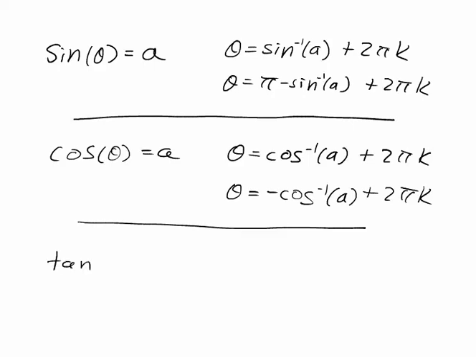Finally, if we want to solve something that can be written in the form tangent of theta equals a, we can use the inverse tangent function. And then we want to add multiples of the period of tangent, but tangent doesn't have a period of 2 pi, it has a period of pi. So we just need to add multiples of that. And tangent has a slightly different graph than these others, than sine and cosine, in that you only need one formula to express the family of solutions that capture all solutions for tangent of theta equals a.